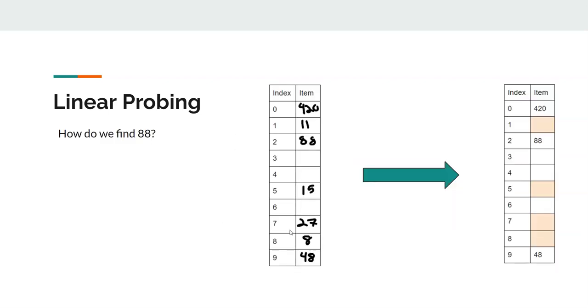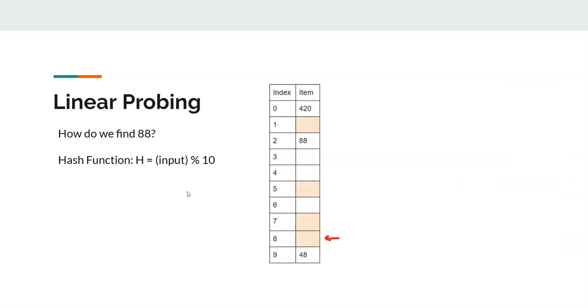Let's look at another example. So say we have this hash table and delete the items so that it looks like this. How do we find 88? Say the hash function for this hash table is whatever the input is mod 10. So to find 88, we would initially look at index 8. However, we can't find anything at 8. So does that mean 88 simply isn't in the hash table? We know that isn't true because 88 is right here.